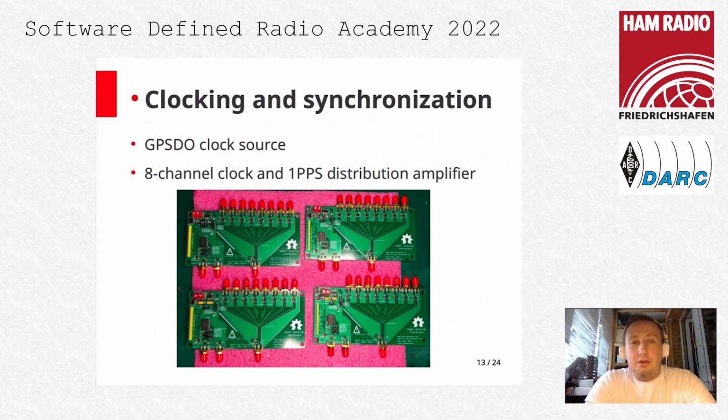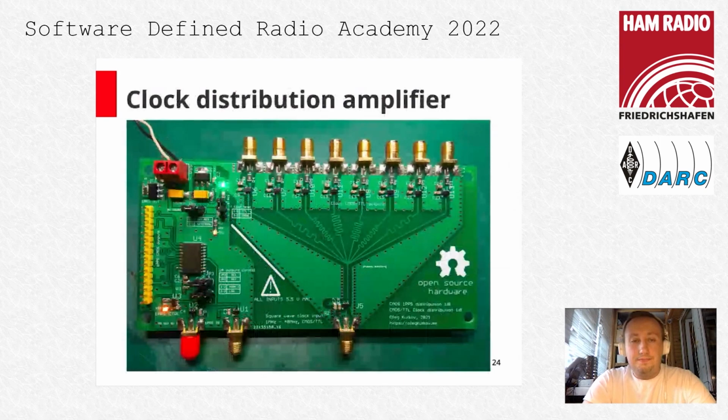That's why I decided to create a special clock distribution amplifier. Here you can see my board. I will show it now. This is an 8-channel clock distribution plus 8-channel 1 PPS distribution board. This board is connected to my GPS DO. This is just a GPS disciplined oscillator that creates a 10 megahertz square signal plus a 1 PPS, or 1 hertz, signal.